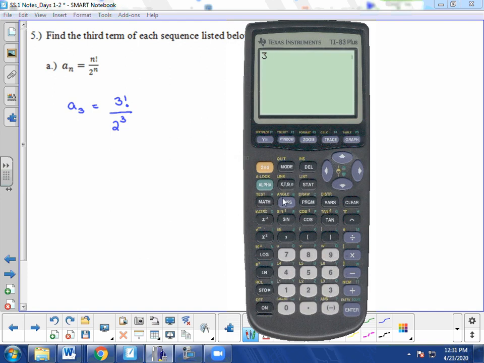So I'm going to hit 3 factorial divided by, and then in parentheses for the denominator, I'm going to do 2 to the third power.